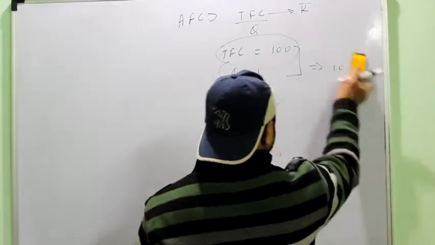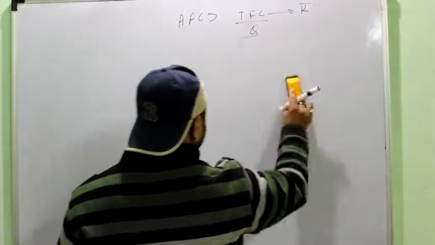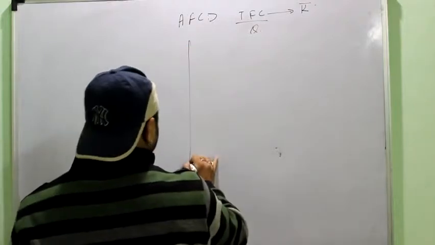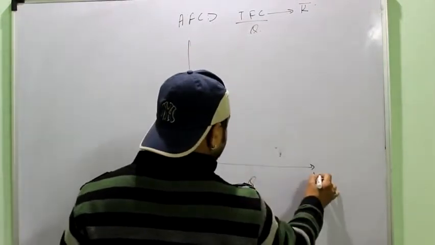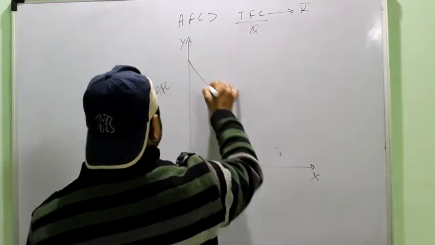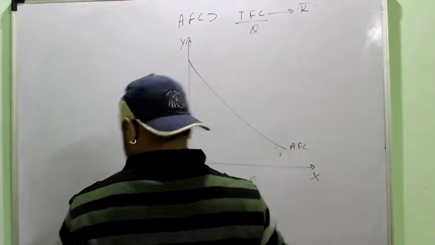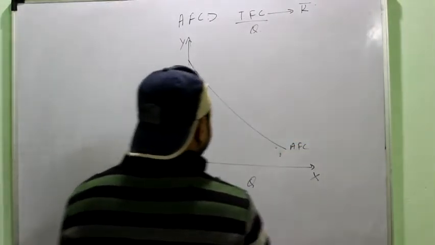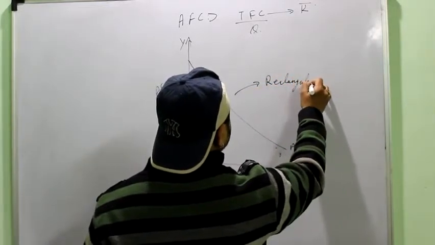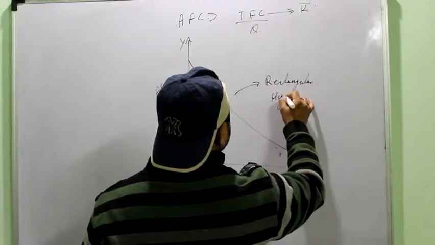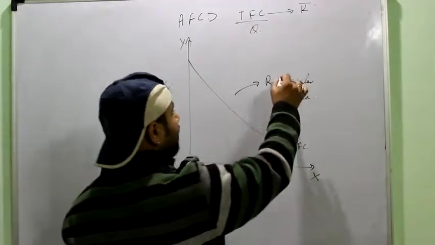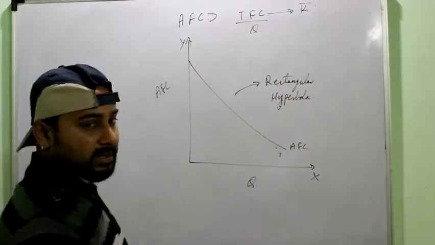Okay, so now on the same logic we will plot the graph for AFC. Suppose we have the output on the x-axis, and on the y-axis you have the AFC. So this is your AFC, right? It will constantly decline. The name given to this type of curve is rectangular hyperbola. If you know what it means, then it's well and good. If you don't know, then no need to bother. It is just the name of the curve.